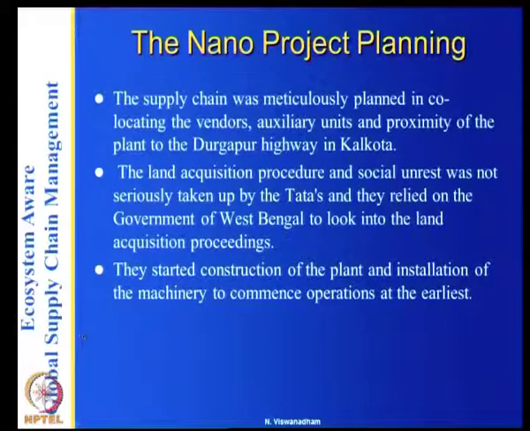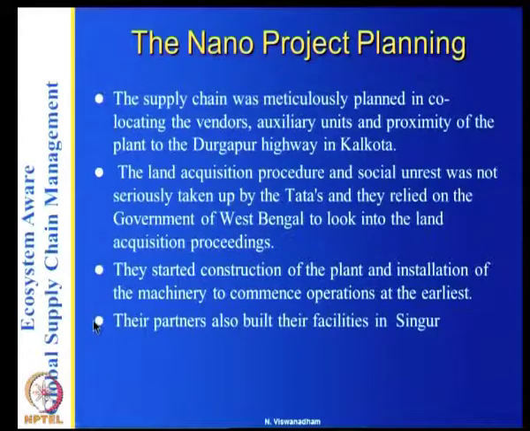The land acquisition procedure and short-term arrests were not seriously taken by the Tatas. They relied on the government of West Bengal, which also took the judiciary into this to look into the land acquisition procedures, and they started building the plants. So, they started construction of the plant and installation of the machines to commence operations at the earliest. Their partners also built. So, basically something like rupees 15,000 crores have been spent on this project planning. So, I am going through the whole procedure.